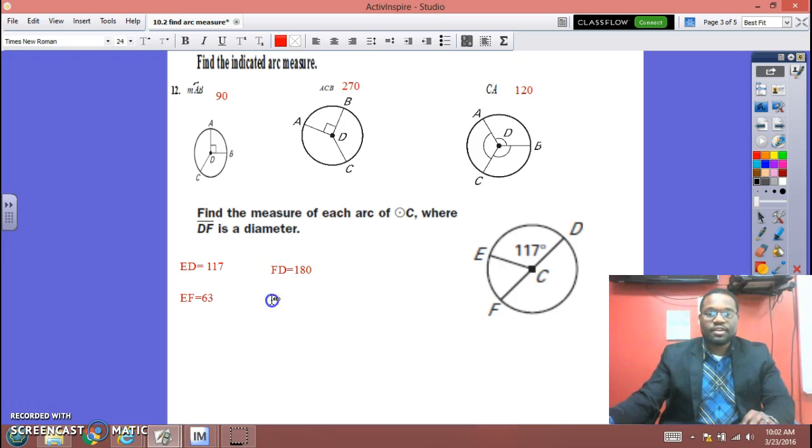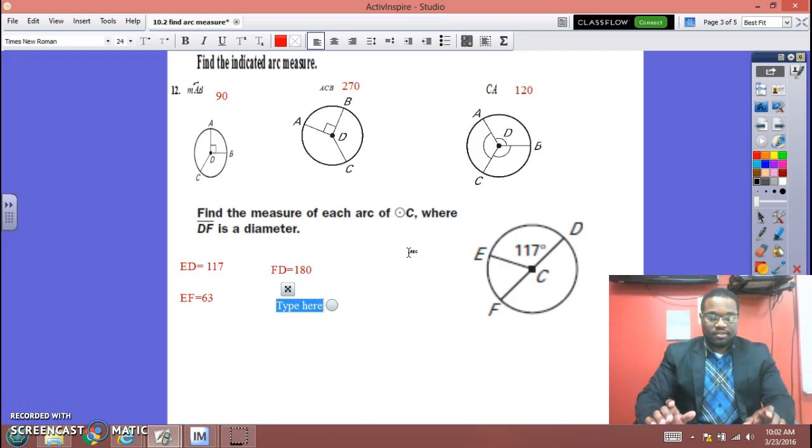Could you tell me what arc DFE would be? Do you know what arc DFE would be? It would be 180 plus 63. 180 plus 63 will give you, I believe, 243 degrees. Why? Because, well, I'm kind of getting ahead of myself. And you'll see.